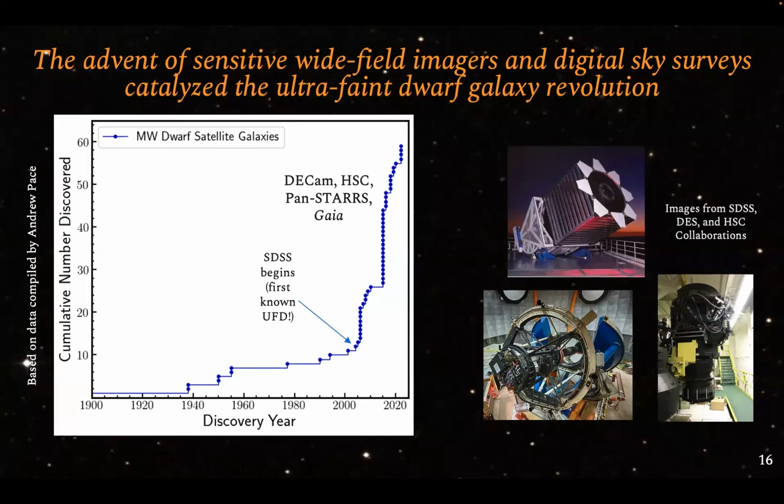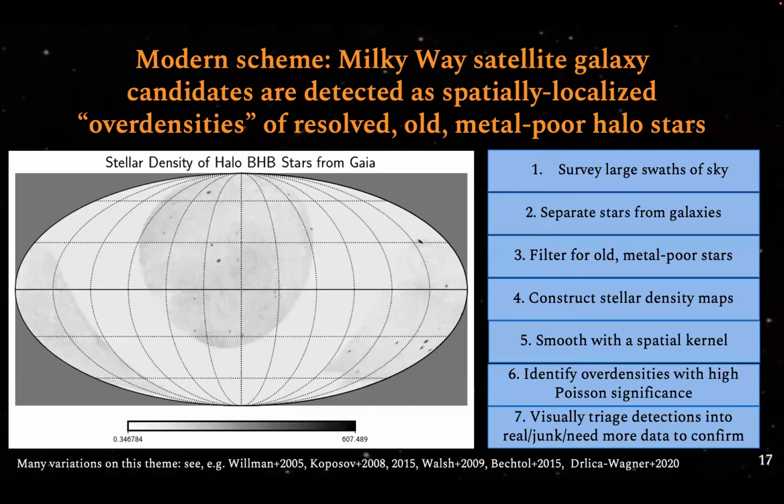But I'm particularly going to focus today on the dark energy camera, which is responsible for a large fraction of these satellite detections. In detail, we find these galaxies through looking for spatially localized overdensities of old metal poor resolved halo stars. So essentially, we're playing a game of clustering. We're trying to find a signal against a smooth background. And the way we do that is by surveying large swaths of the sky.